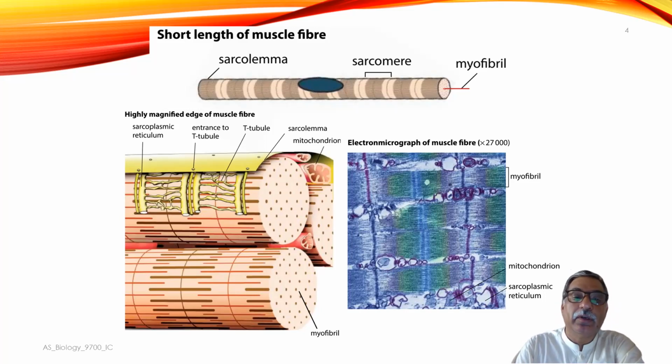Here you can see the electron micrograph of the muscle fibers that has been enlarged 27,000 times, and here you can see the myofibril. These are the mitochondria, and this is a segment of the sarcoplasmic reticulum shown.